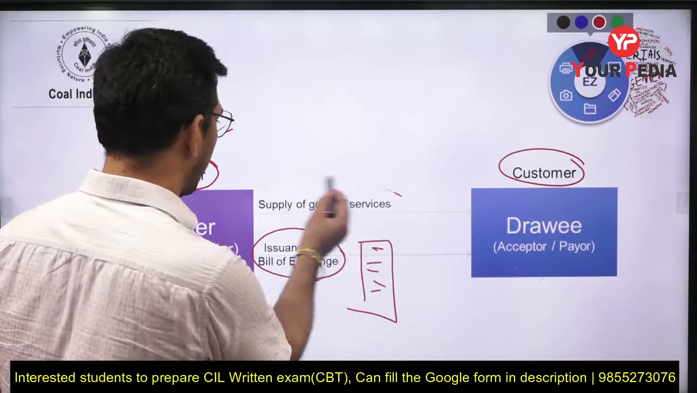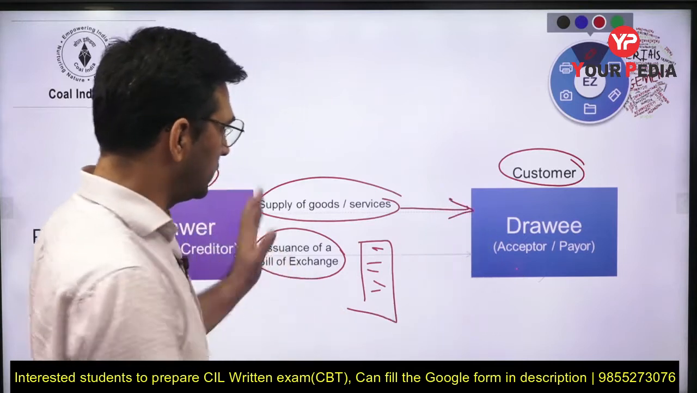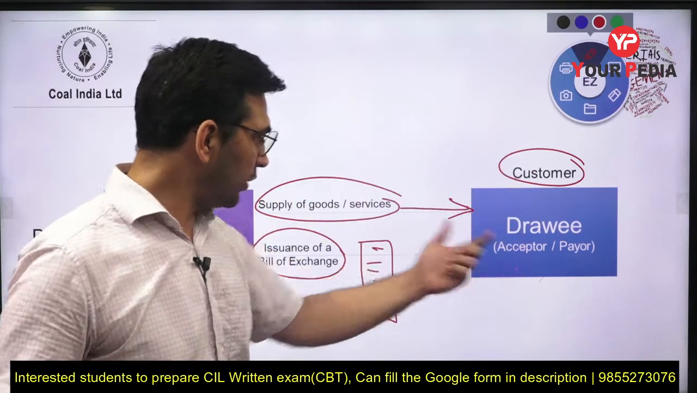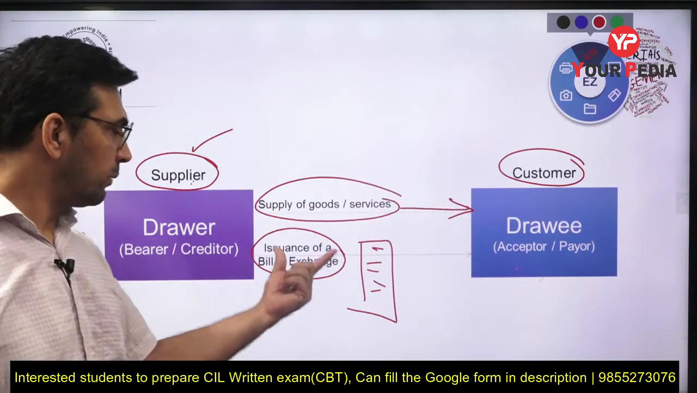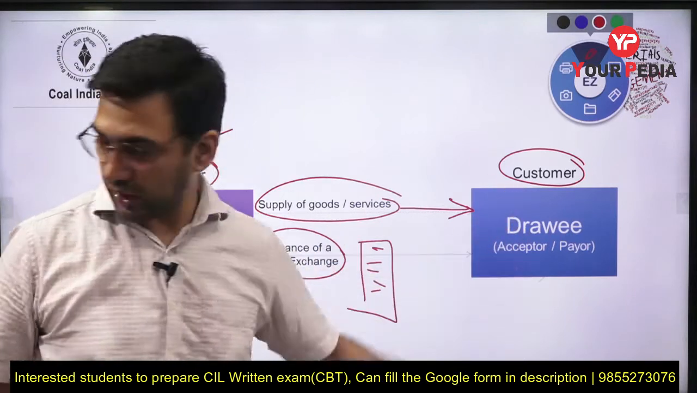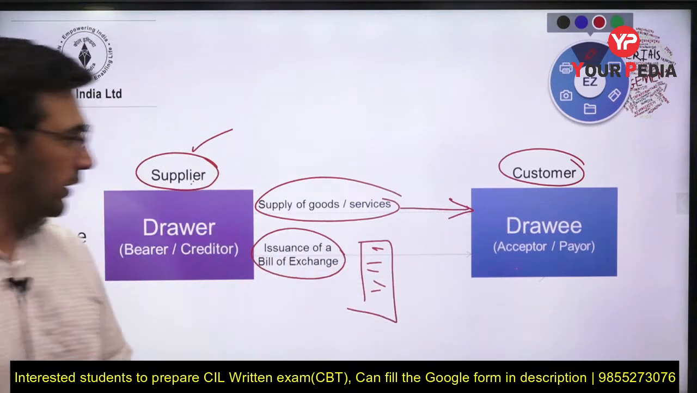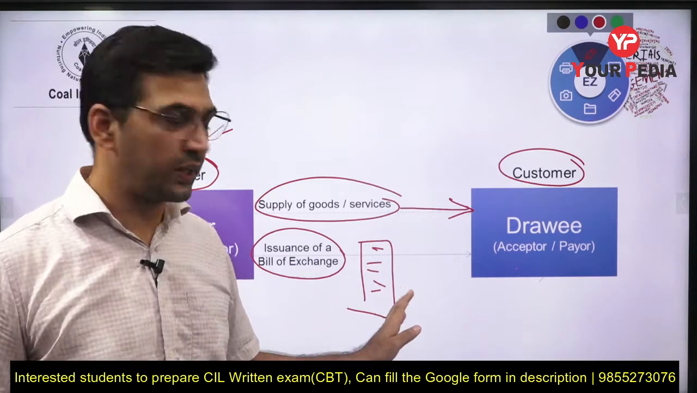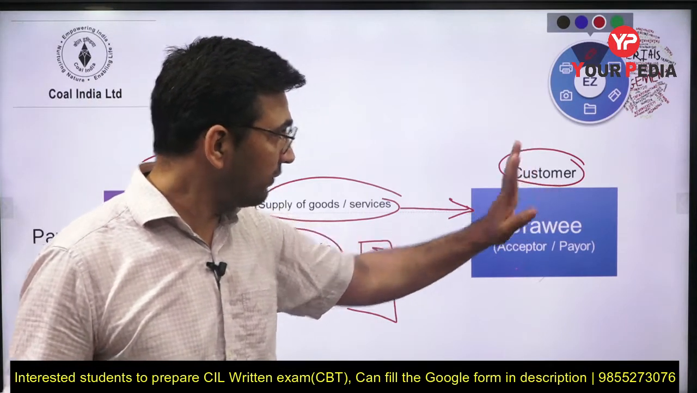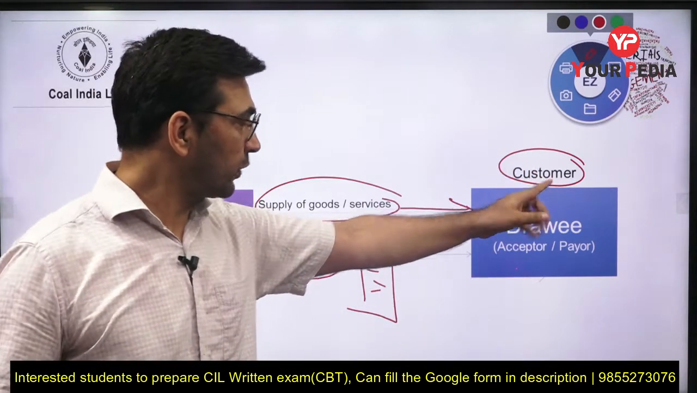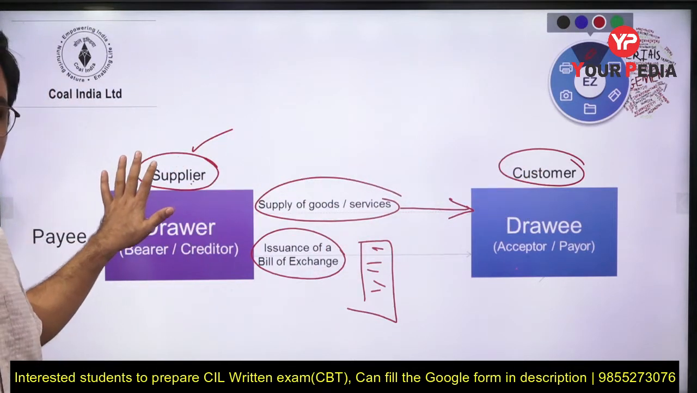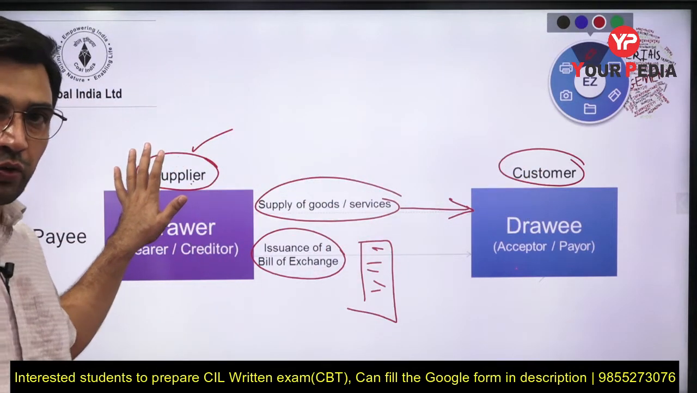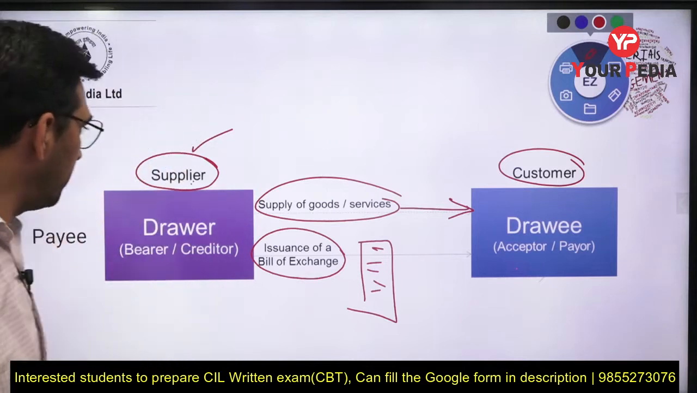What you have done is you have supplied the goods and services. Once you have supplied goods and services, at the same time you are issuing the bill of exchange, mentioning all those details on similar lines, and then getting it signed by the customer. Now this document will come back to you, and at a later stage, whatever you have agreed, you will get your money back.